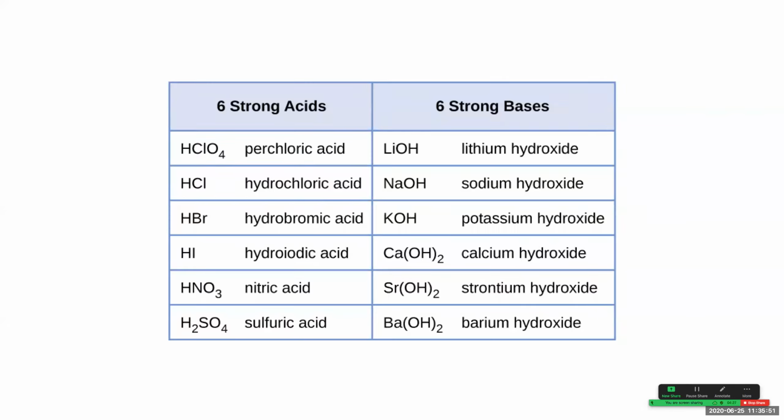And then hydrochloric, hydrobromic, hydroiodic, those are all halogen acids. Nitric acid and sulfuric acid. Strong bases contain hydroxide ion. So these are ionic substances of the alkali metal group and of the alkaline earth metal group. So strong bases contain hydroxide of the alkali metals and the alkaline earth metals. And the strong acids are these 6 or 7 acids.